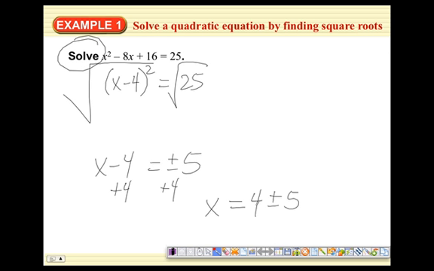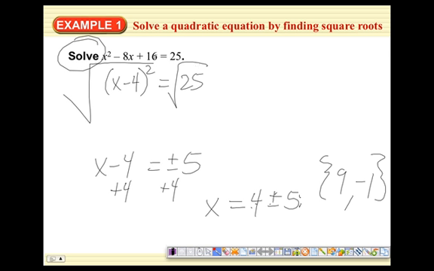Now, if you write that as your answer, I'll take off a point. Why? You can do it, right? 4 plus 5, 9. 4 minus 5, -1. Put them in nice brackets, please. All right, 9 and -1. If you put 9 up here, it would work out. Put -1 up here, it would work out.